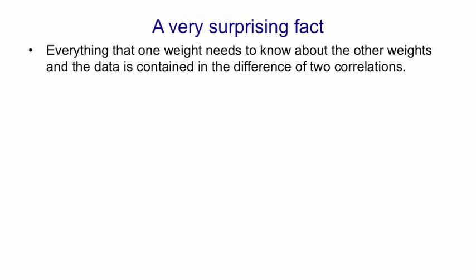So given that one weight needs to know about other weights in order to be able to change even in the right direction, it's very surprising that there's a very simple learning algorithm, and that the learning algorithm only requires local information. It turns out that everything that one weight needs to know about all the other weights, and about the data, is contained in the difference of two correlations.